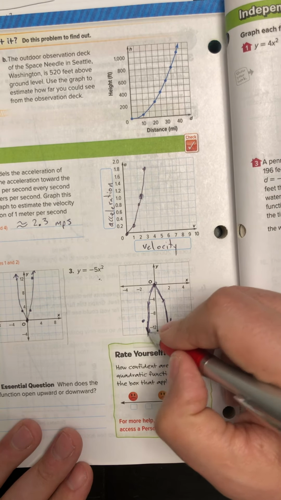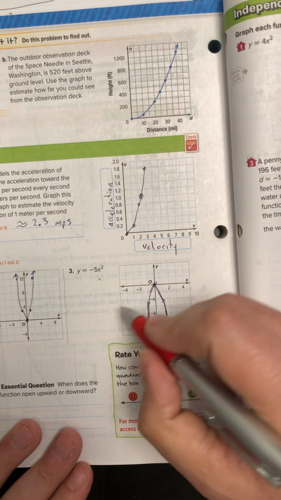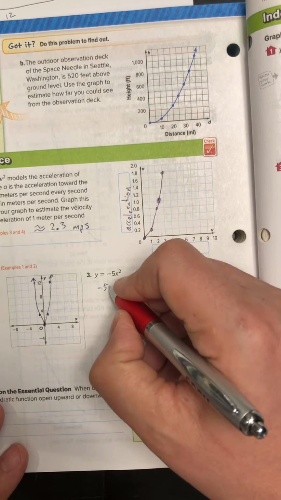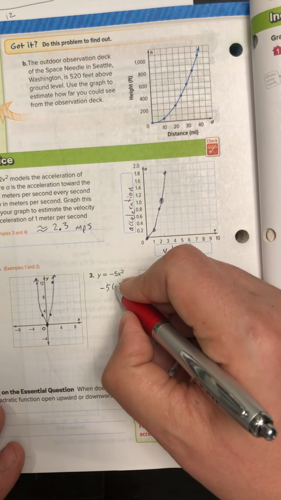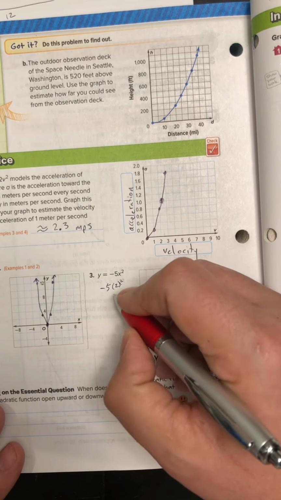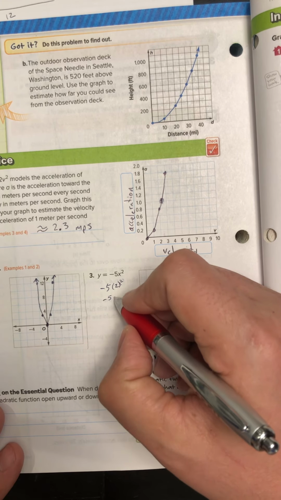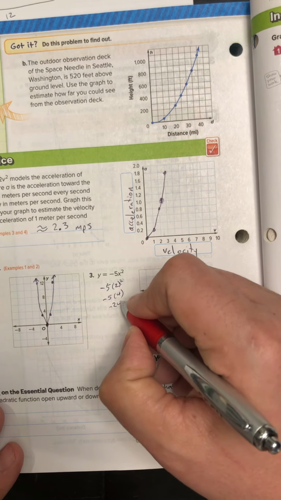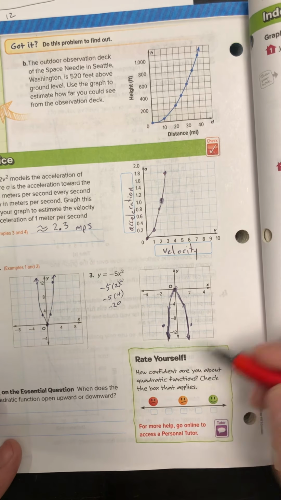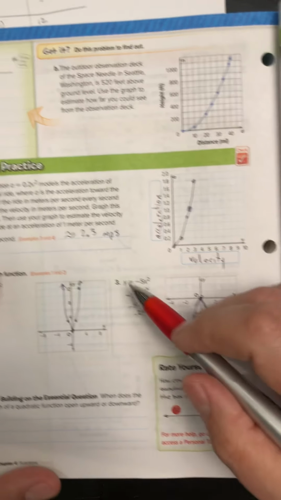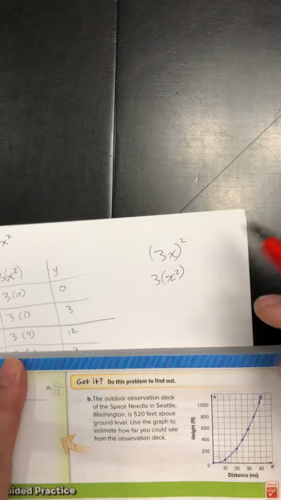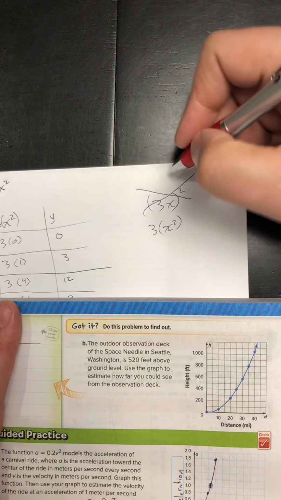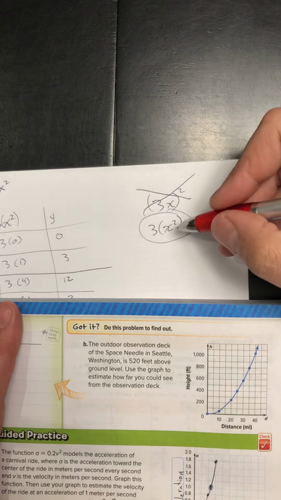So again, they're not really doing you any favors the way that they set this up. The reason why this would be -20 is because I have -5 times, what is 2 squared? 2 times 2 is 4, so -5 times 4 is -20. So this would be way down here. So anyways, the real thing that you need to look out for is it is not 3x squared. It is not that. It is 3 times x squared.